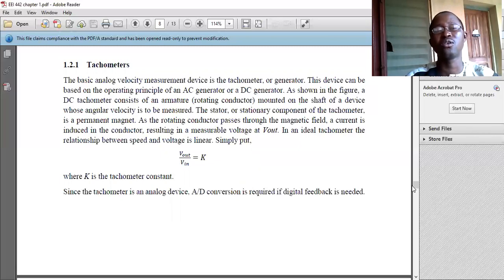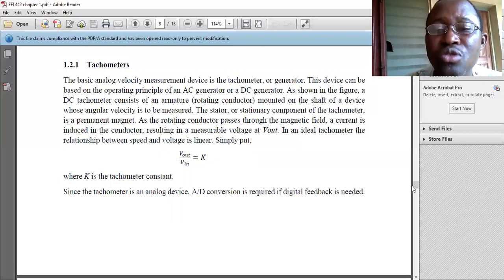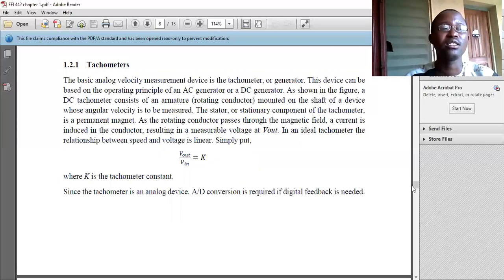So the rotating conductor passes through the magnetic field, and a current is induced in the conductor, resulting in a measurable voltage V out. Now, we can use this relationship to determine what voltage is being produced. V out divided by V in is equal to K. And K is termed the tachometer constant. V out over V in is equal to K.